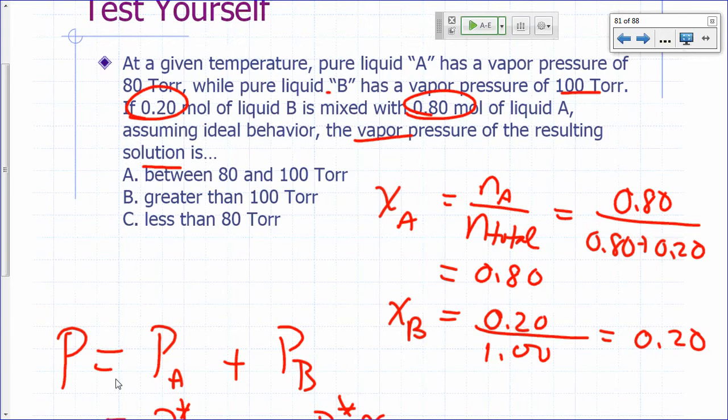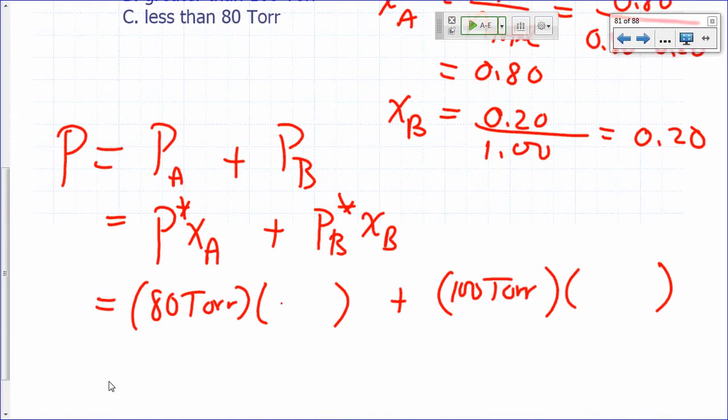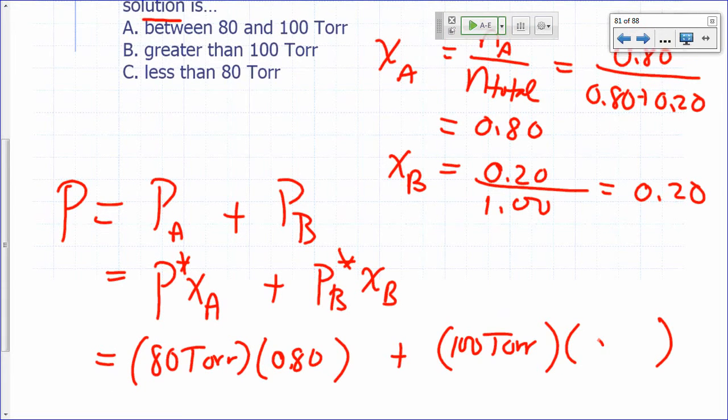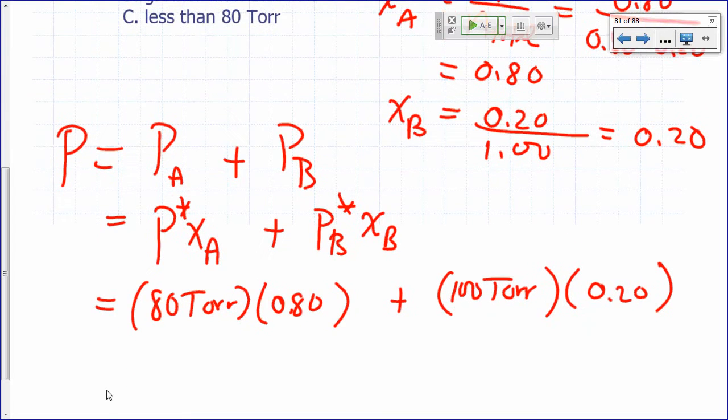So let's plug those numbers in. Mole fraction of A is 0.8. And mole fraction of B is 0.20. Okay. So you can see that the vapor pressure of A is lowered to 80% of what it was. The vapor pressure of B is also lowered to only 20% of what it would be if it was pure.